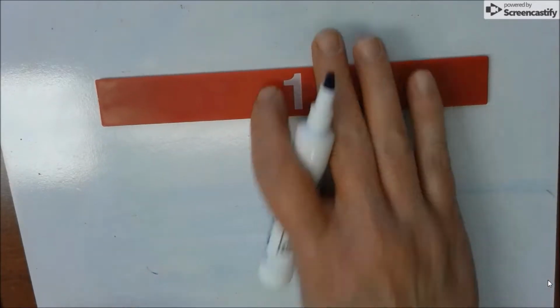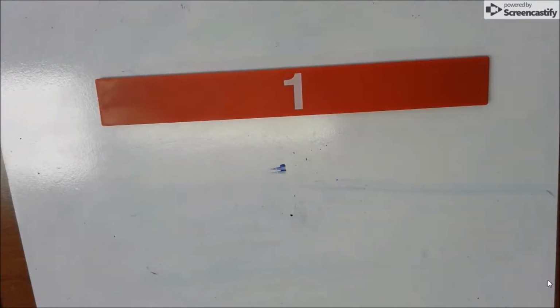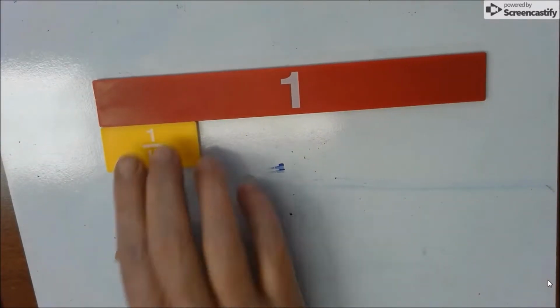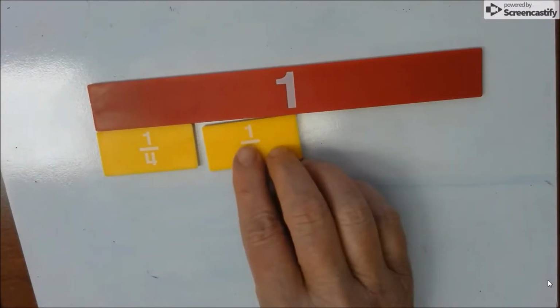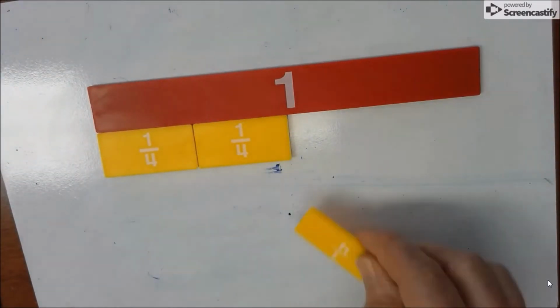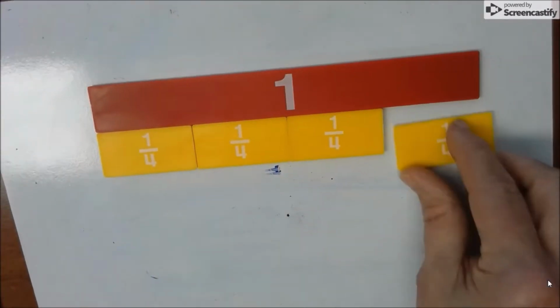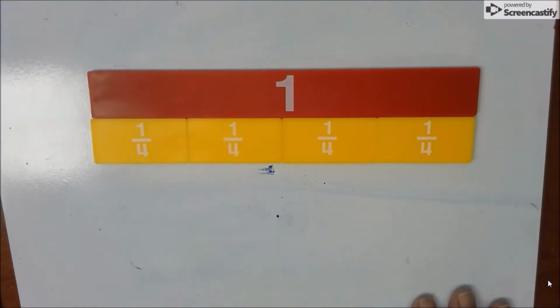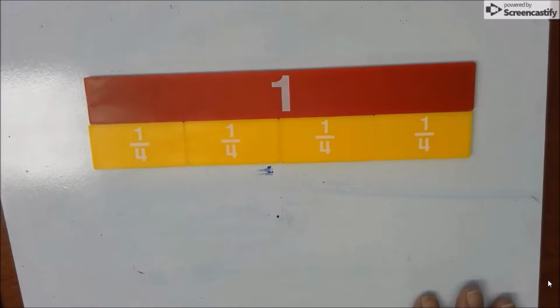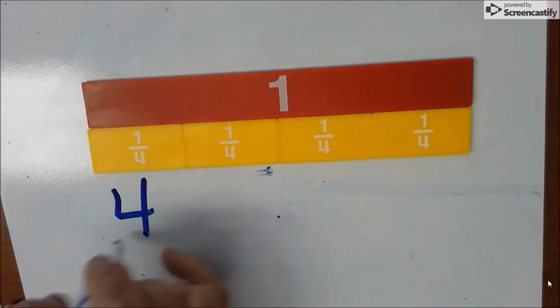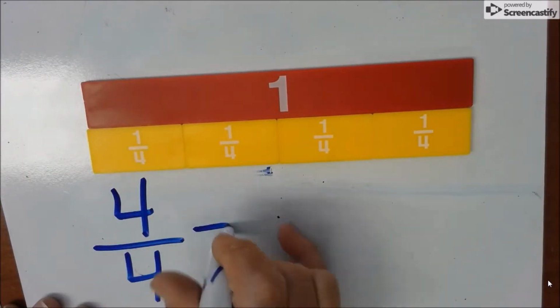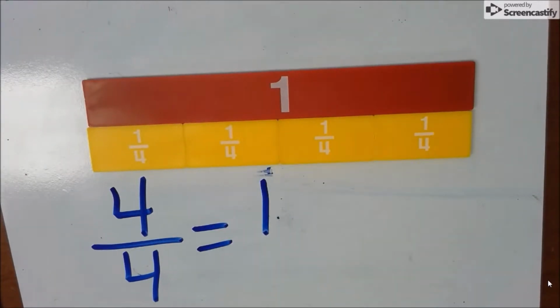Okay, so then again I have the whole length model, and I'm going to see if I divide it into 4 parts, how many parts are needed to make a whole. 1, 2, 3, 4. So by using the length models, we can see that 4 fourths are equivalent to 1 whole.